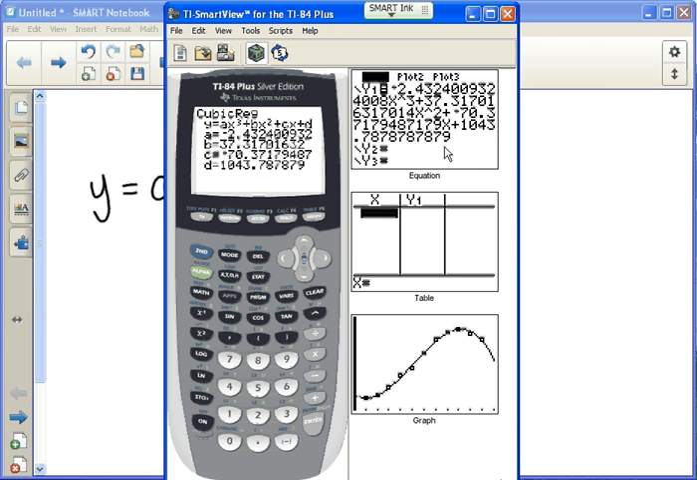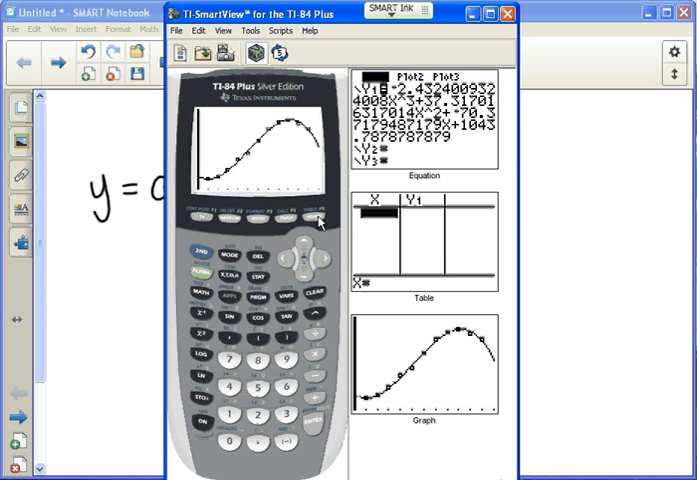And that's what our equation would look like. That would be an estimated model. So let me just go to the graph again so you can see what this looks like. So you can see this is a pretty good model. It fits the data pretty well. So that's a good cubic regression.